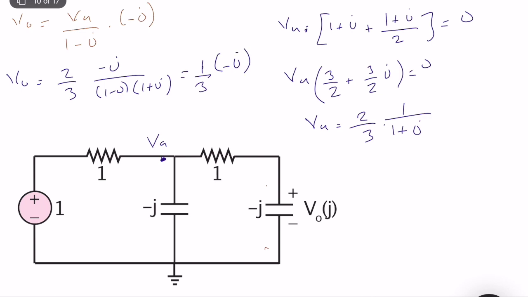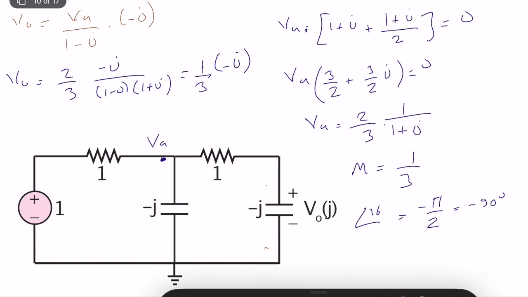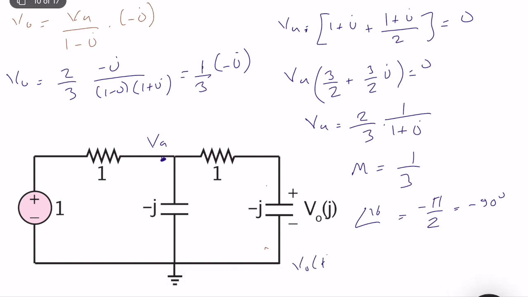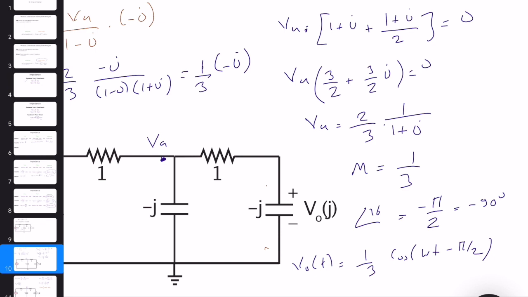So what's the magnitude? What's the phase? Obviously, the magnitude is equal to 1 over 3. What is the phase? The phase of V naught: 1 over 3 doesn't have a phase, it is minus j, and we know that minus j corresponds to minus pi over 2, or minus 90 degrees. So I know the magnitude and I know the phase, so I can convert it to the time domain, which is very easy. Technically, v_o(t) is equal to 1 over 3 cosine (omega t minus pi over 2), or if you like, you can use degrees.